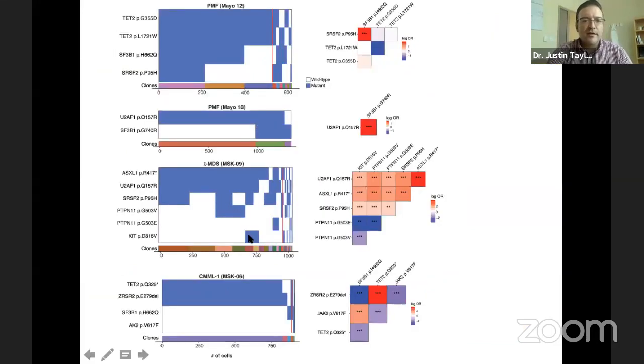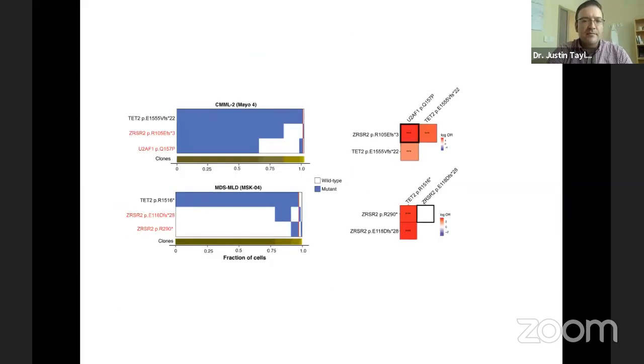These are some more examples, just showing you the same data. And here's the ZRSR2 mutant patient that had the mutually exclusive mutations in ZRSR2.